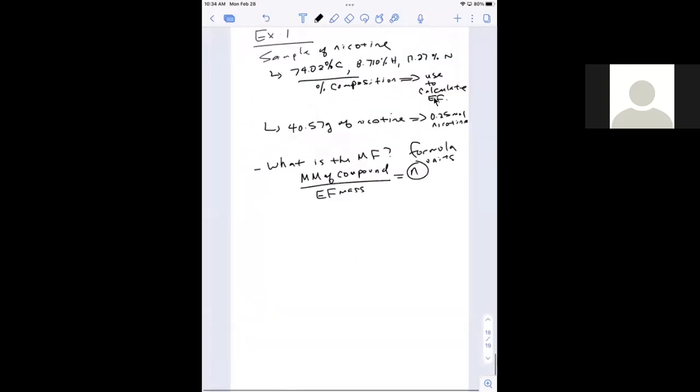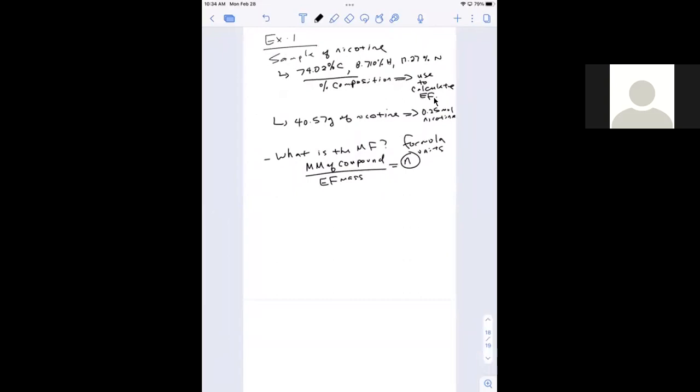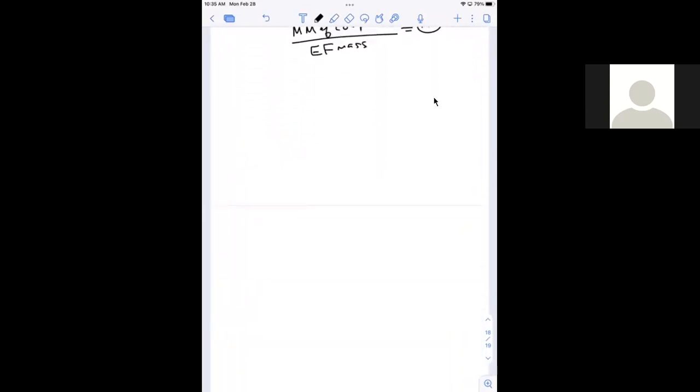All right. So now, what would you do first? You have all this information. You have your percent composition. You have enough information to calculate the molar mass of nicotine. What would you do first? Convert the percentages. Okay, so you want to do the empirical formula first. All right, I'm with you. We could do that. Let's find the empirical formula.